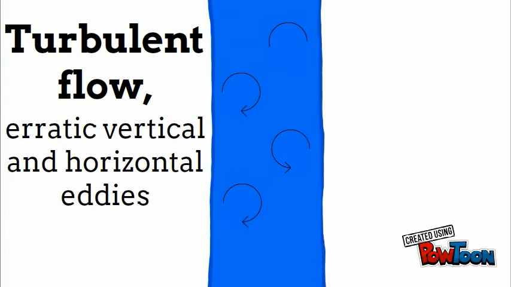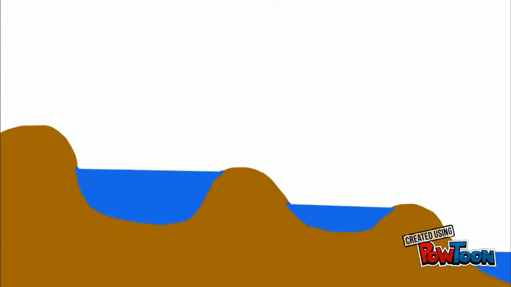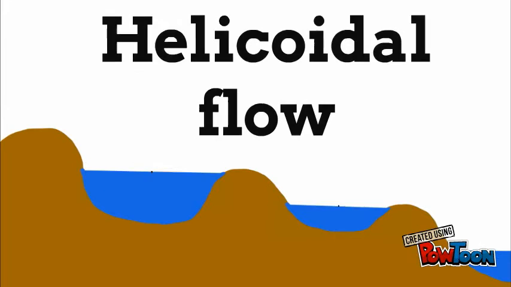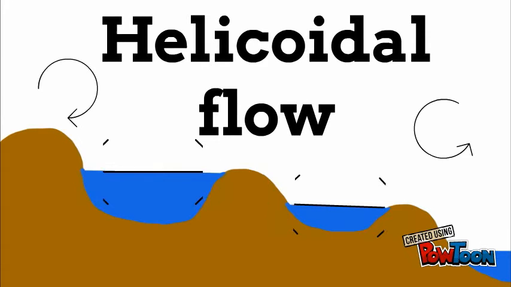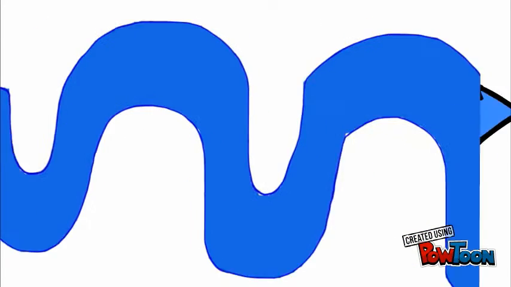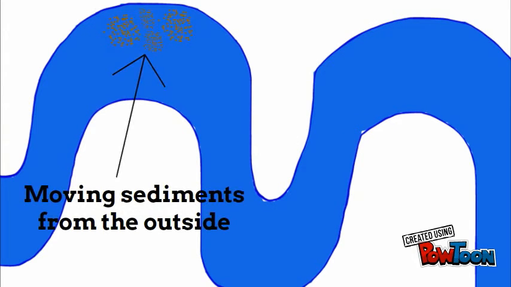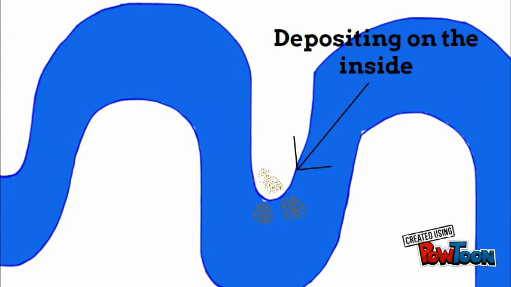Turbulent flow consists of a series of erratic vertical and horizontal eddies in the downstream direction. Regular spacing of pools and riffles results in helicoidal flow. This corkscrew movement contains a series of converging and diverging lateral rotations, moving sediment from the outside of one meander bend and depositing most of it on the inside of the next bend.